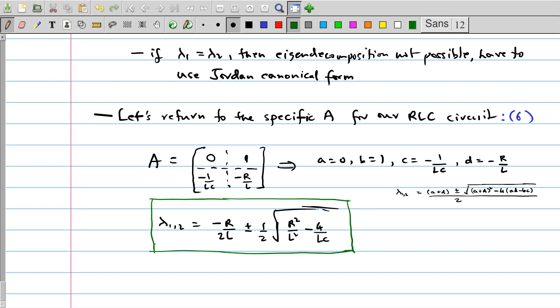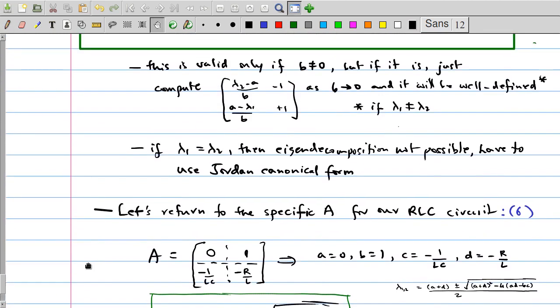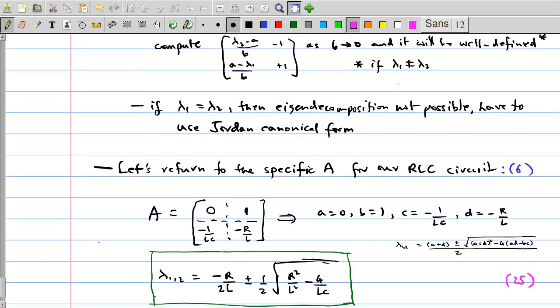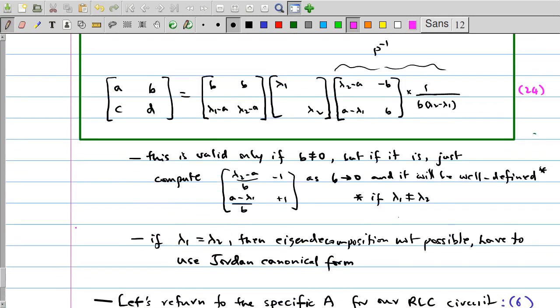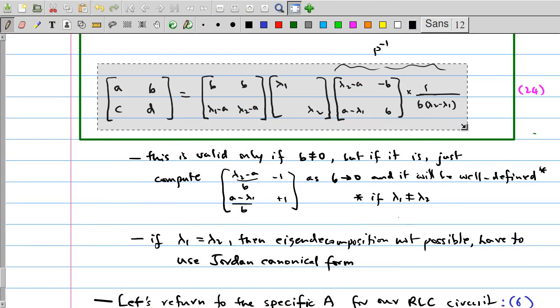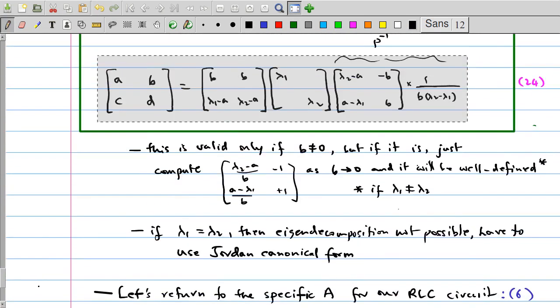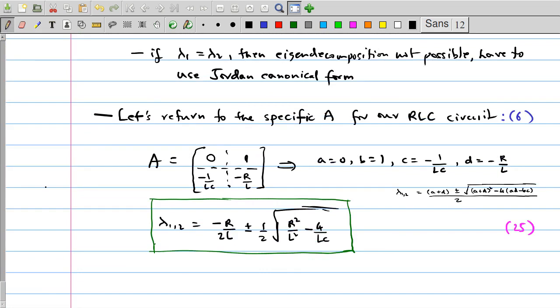Right, so this is going to be our equation number 25. And now let's find. Okay, I'm not going to be substituting the lambda 1 and lambda 2, but we can at least substitute the a, b, c's, and d's, which are relatively easier. Yeah. Okay. Yeah. So now we can. That was 24. Equation 24 becomes.